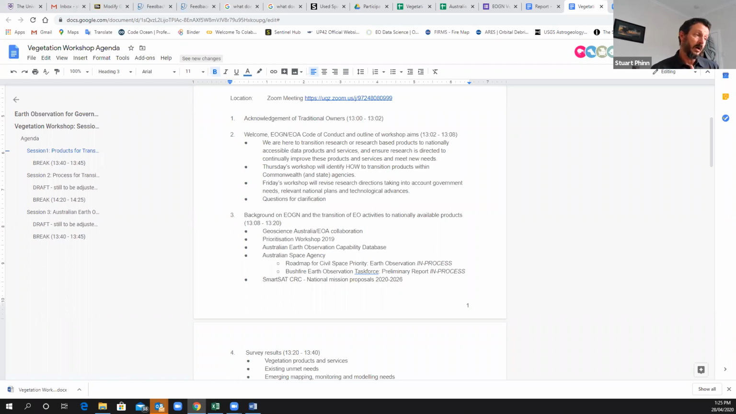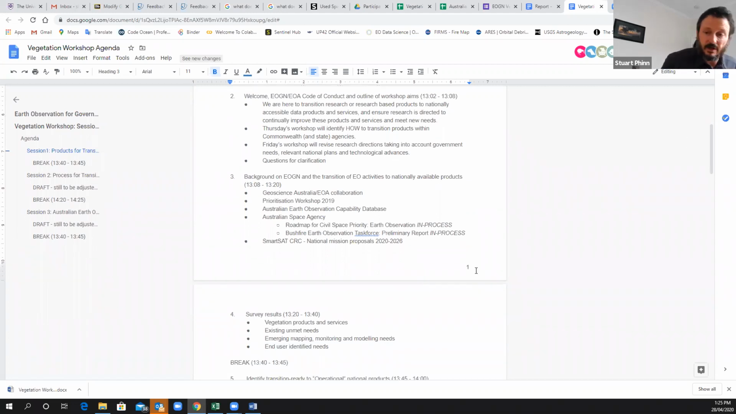So there is a roadmap for Earth observation, which, to the best of my knowledge, is likely to come out in the middle of this year. That is meant to focus on how the Commonwealth can help government and industry move Earth observation forward. The more imminent activity, which I know a number of you are involved with, is the Bushfire Earth Observation Task Force preliminary report on how Earth observation can be used pre-fire, during fires, and post fires. So that potentially will affect what we're doing.